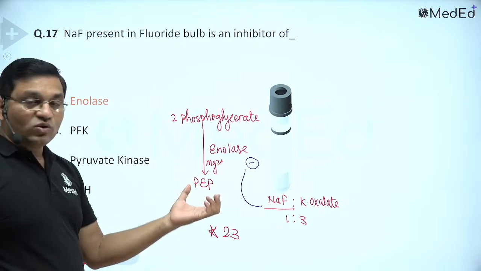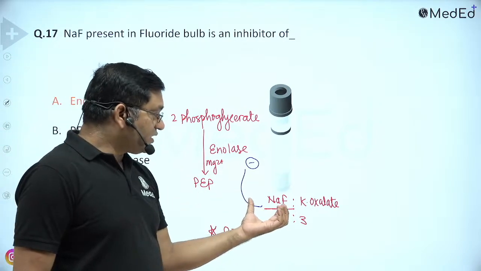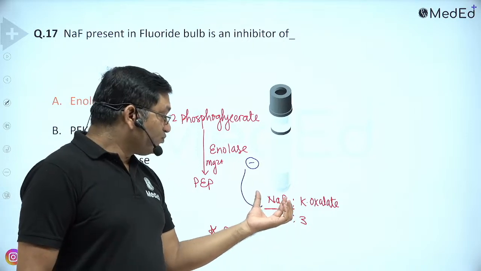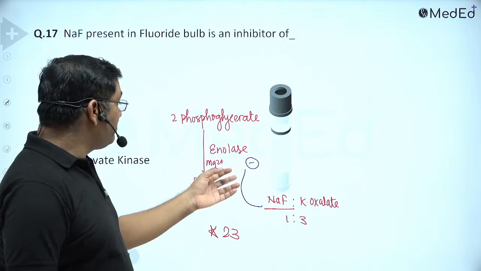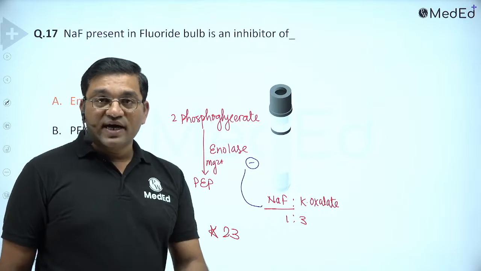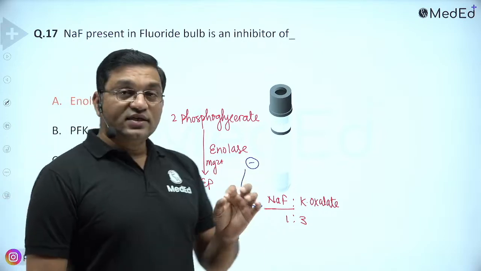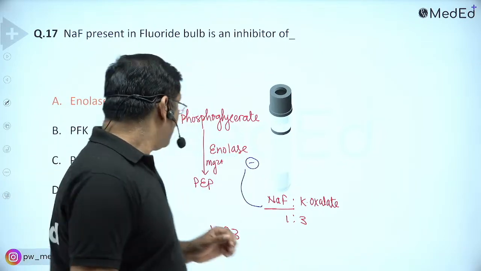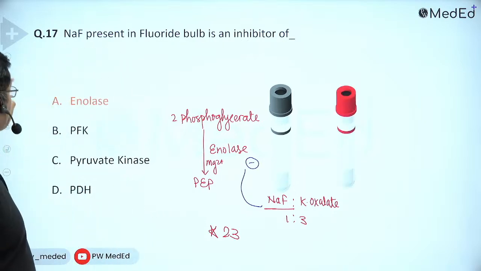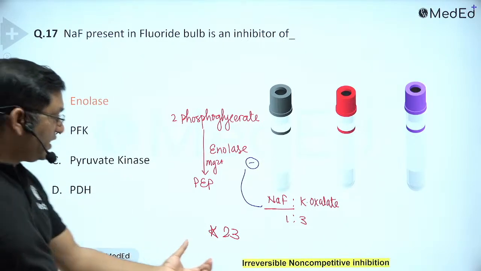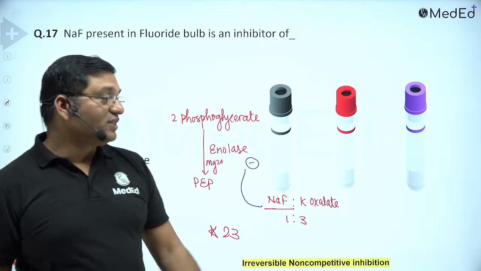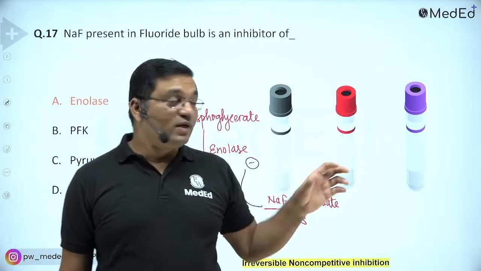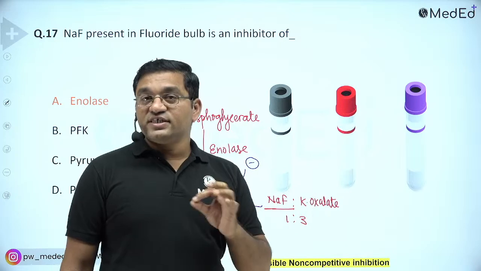So this is a glycolytic enzyme. This fluoride ion causes the inhibition of enolase by irreversible non-competitive inhibition. This is a red cap tube. It is a plain bulb. It is used for the serum analysis.